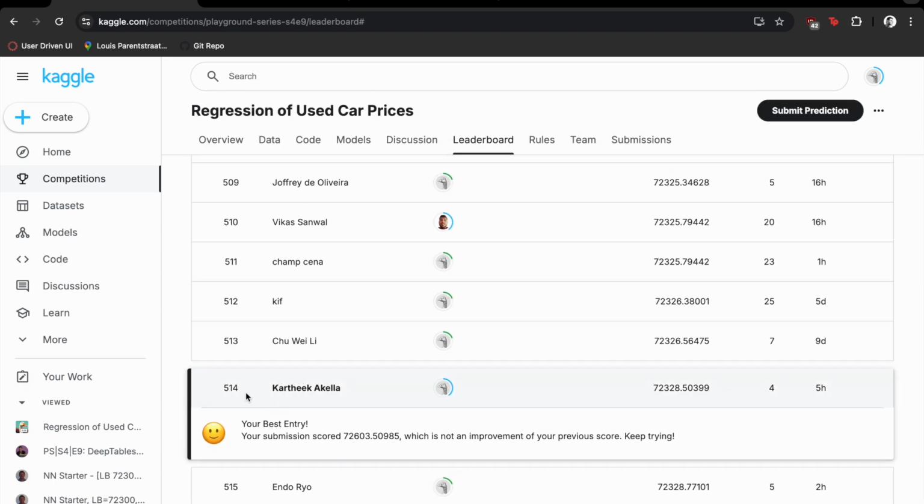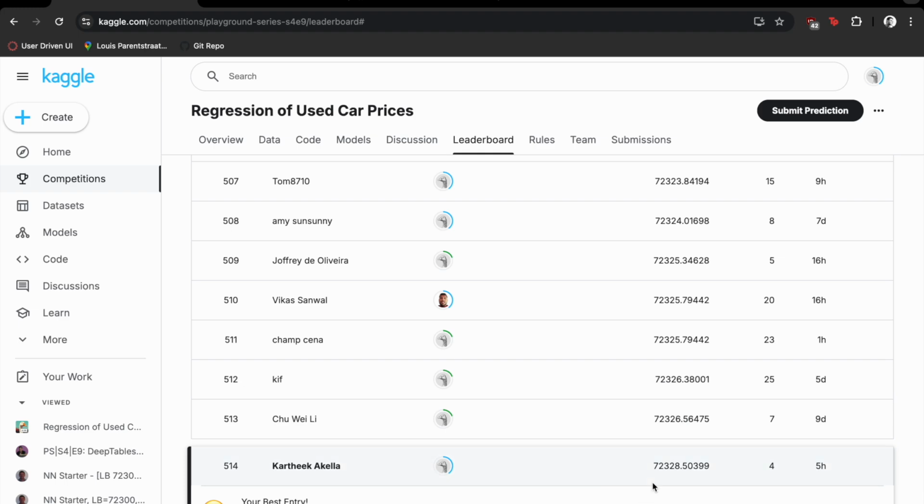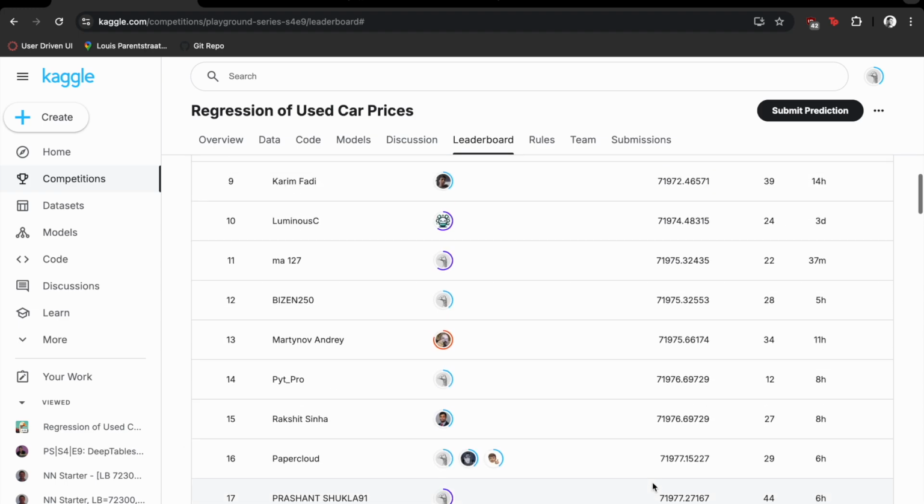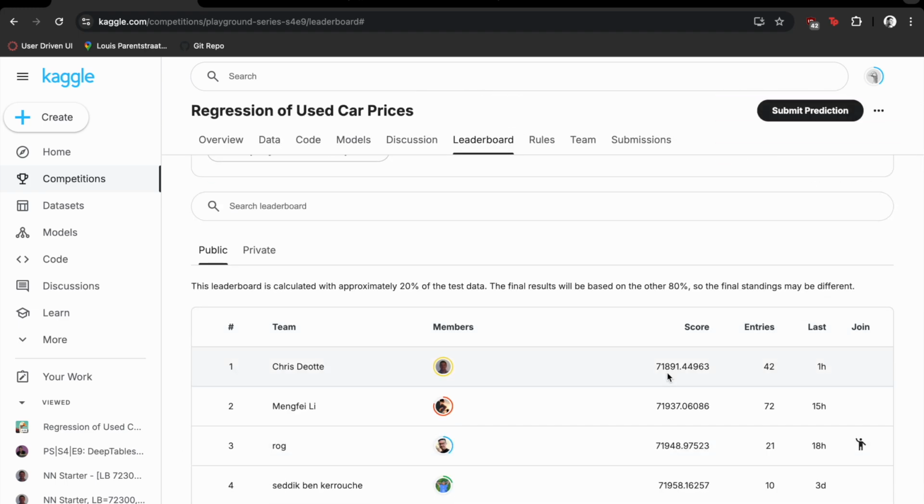As you can see, we are at rank 514. With just a very simple neural network model, we have reached 514, whereas the best submission model is at 71,891 and our score is at 72,328. We are just 0.6% away from the top scorer.